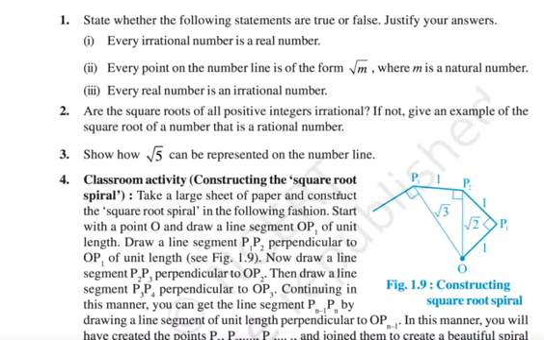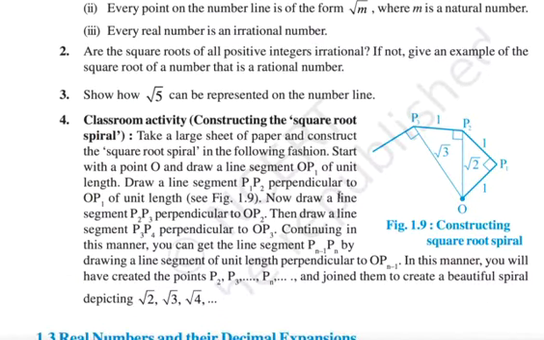No, that is also incorrect. Are the square roots of all positive integers irrational? No. If not, give an example of the square root of a number that is rational. Root 4, that is 2, a rational number. Can root 5 be represented on a number line? Yes, you can do that by taking 2 centimeters and drawing a perpendicular of 1 centimeter from 2 centimeters.